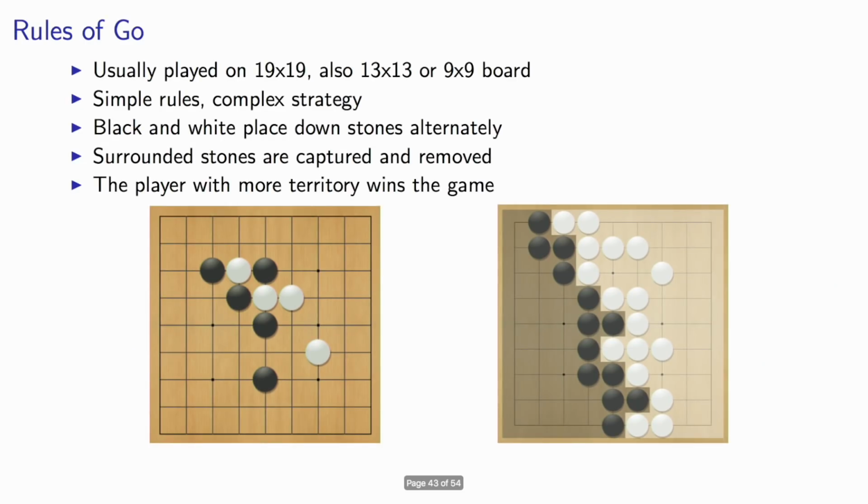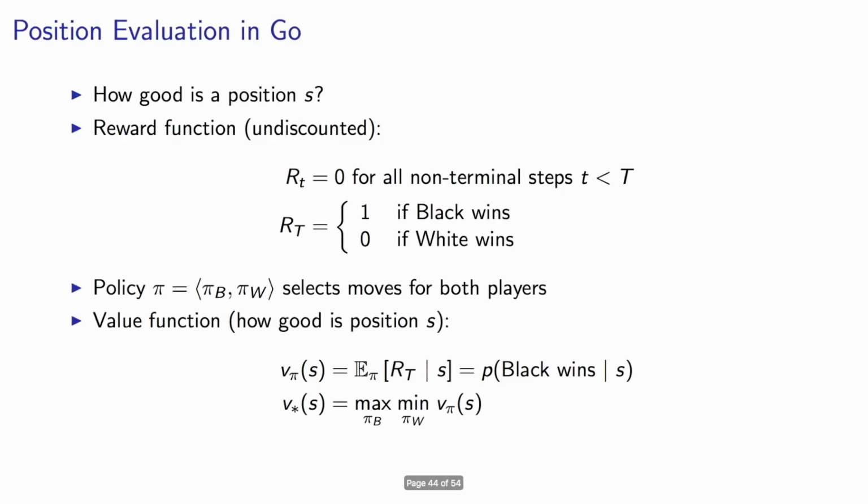This is just some standard Go stuff. You can play it on small boards or big boards. There's two players, white stones and black stones, not too important for what we're talking about. The important thing is there's only one reward function at the end. You either win or you lose. All the rewards along the way are 0.